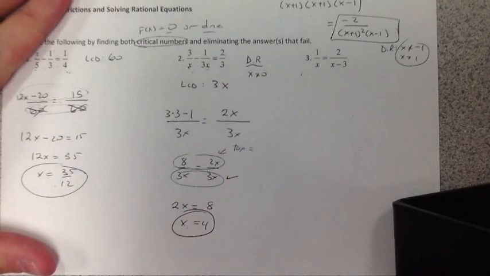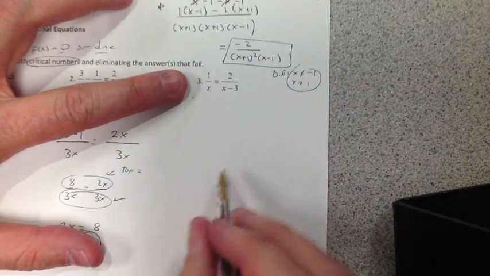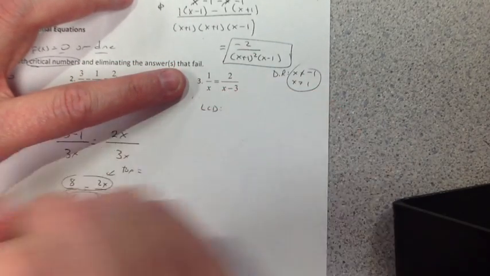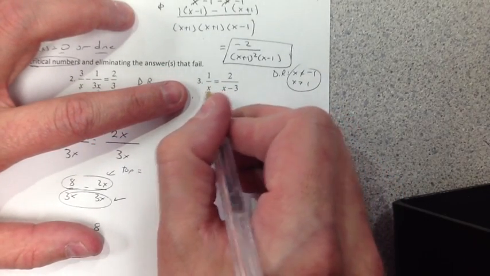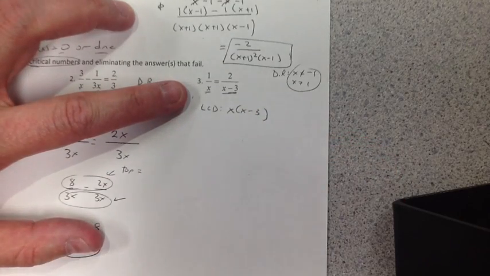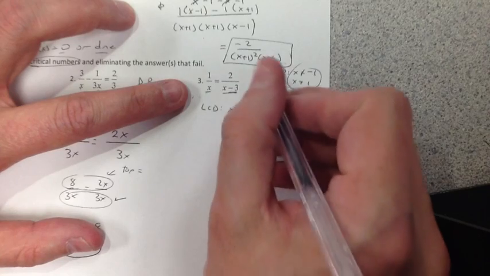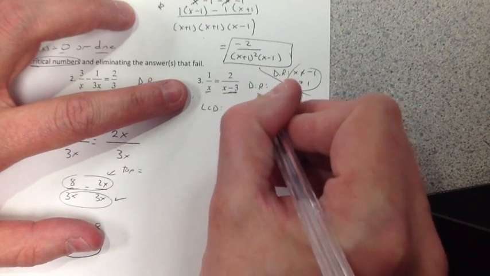So let's try number 3. Now I know a lot of you guys will say, hey, I can cross multiply. And you can actually get this one by cross multiplying, but why does cross multiplying work? It works because of the LCD. Watch what happens. What's my common denominator? This one has an x, this has an x minus 3. There's my common denominator. You just multiply them together. So we do have some domain restrictions here, so let's talk about those real quickly. What are the two things x cannot be?